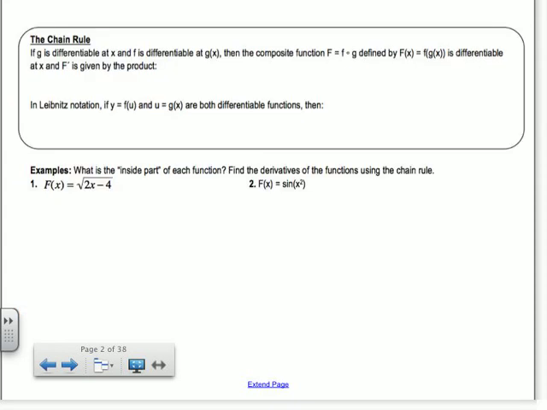Okay, so chain rule. Like I said, when you see it all written out, it's very, very confusing. But you just need to remember, take the derivative of what's inside at the end.